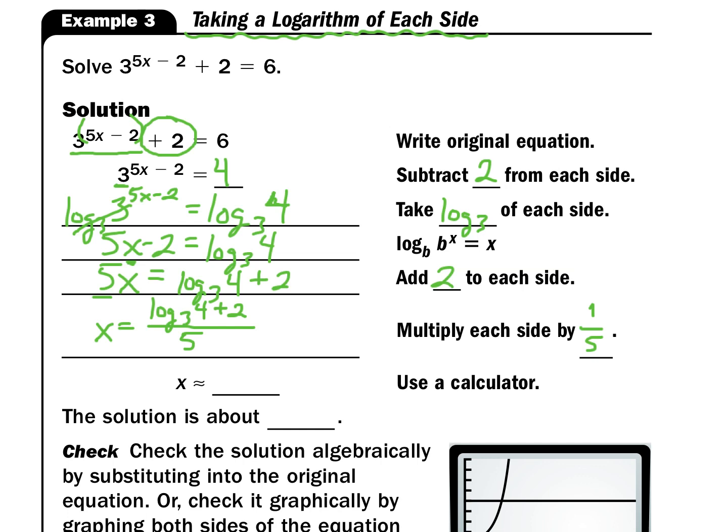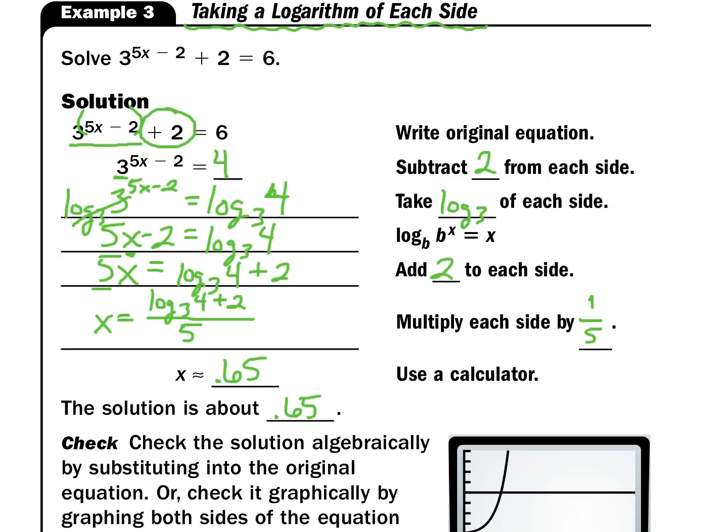And there's a lot of stuff that I need to plug in on a calculator here. I can either do the log base 3 of 4 on a graphing calculator, because the TI-84 will handle that, and then add 2, and then divide that whole sum by 5. Or I could change this to common logs using the change of base formula, so that would be log of 4 divided by log of 3, then add the 2, then finally divide the whole thing by 5. And no matter how I choose to do that, I'm going to get approximately 0.65. This is a very rough approximation. So the solution is about 0.65.